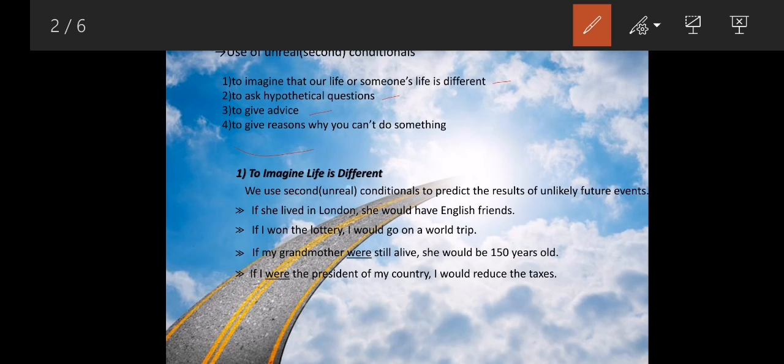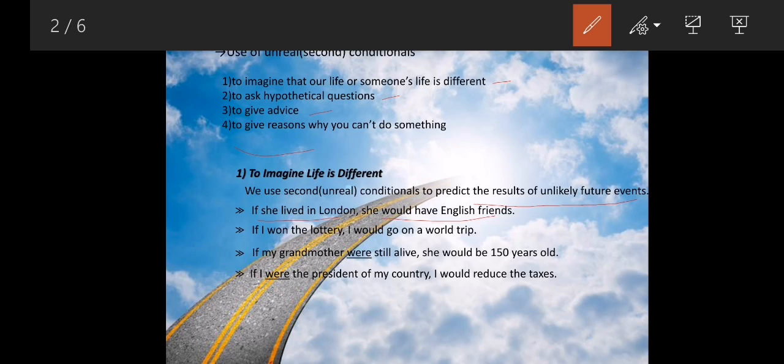We use second or unreal conditionals to predict the results of unlikely future events, to talk about the things in the future that are unlikely or things that are impossible in the present, that are impossible now. Let's have a look at these examples. If she lived in London, she would have English friends. Does she really live in London? No. So, does she really have friends? Actually, no.